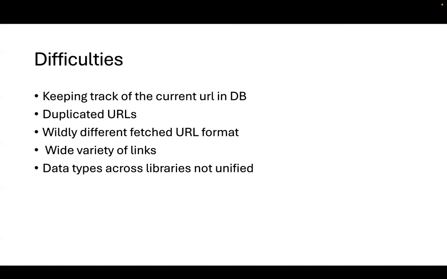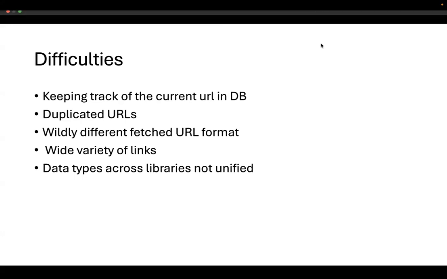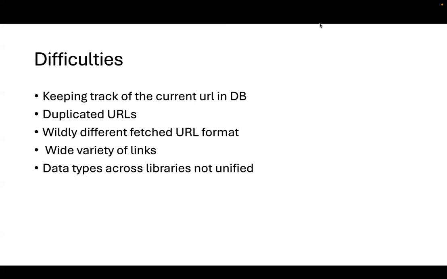The third one is wildly different URL formats. A lot of the URLs are relative, and they could also have different base URLs. So we have to try a lot of edge cases. And not all URLs have HTTPS, sometimes HTTP, and sometimes .com, .org, and .shtml. We spent a lot of time trying to figure that out.